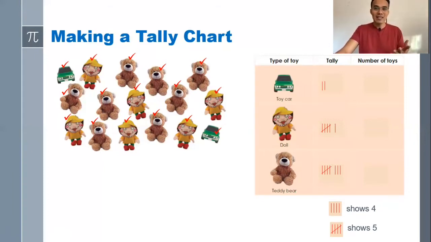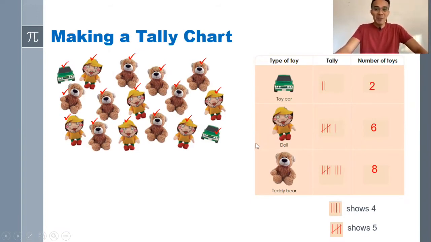Did you get that? So, the number of toy cars is 2. The number of dolls is, this is already 5, and there's one more, so we have a total of 6. And the number of teddy bears, this is 5, and 3 more, we have a total of 8. If we already have a tally chart, then we can answer any question about the picture. Are you excited to know what these questions are?